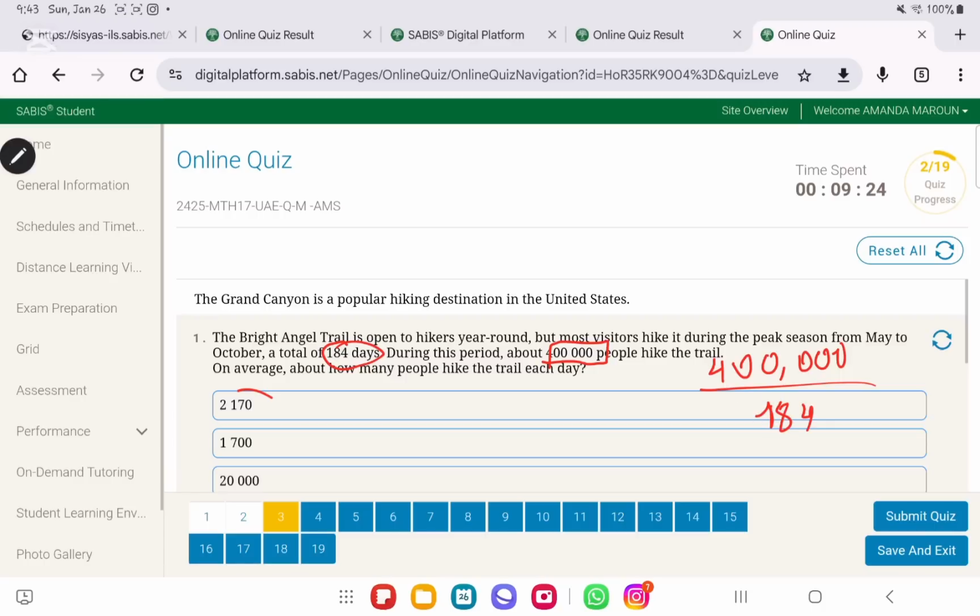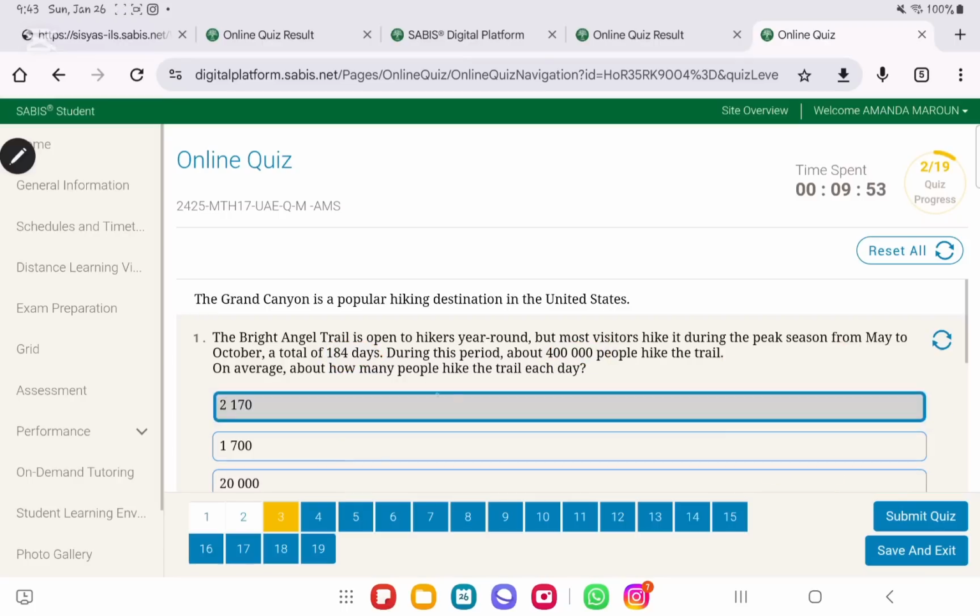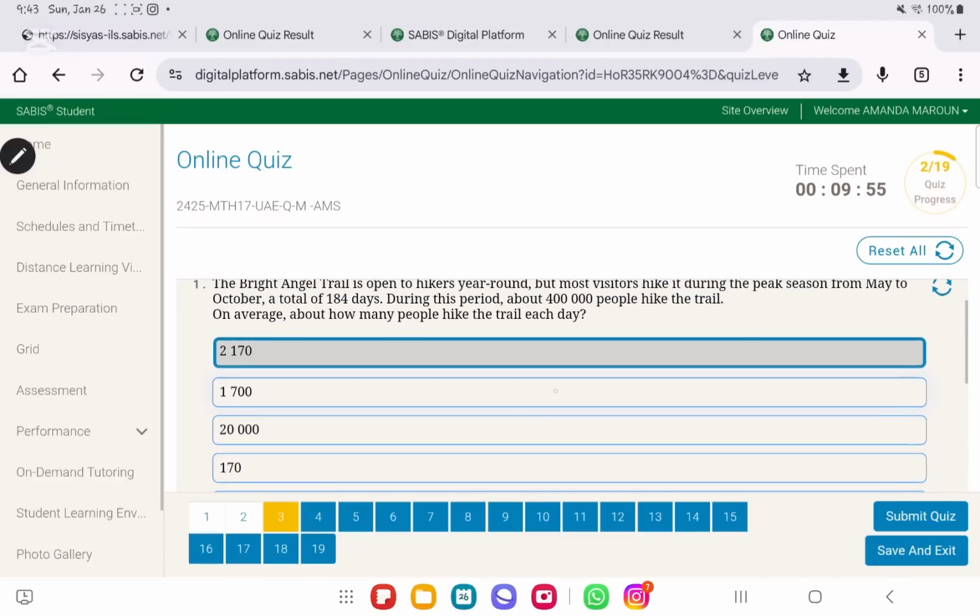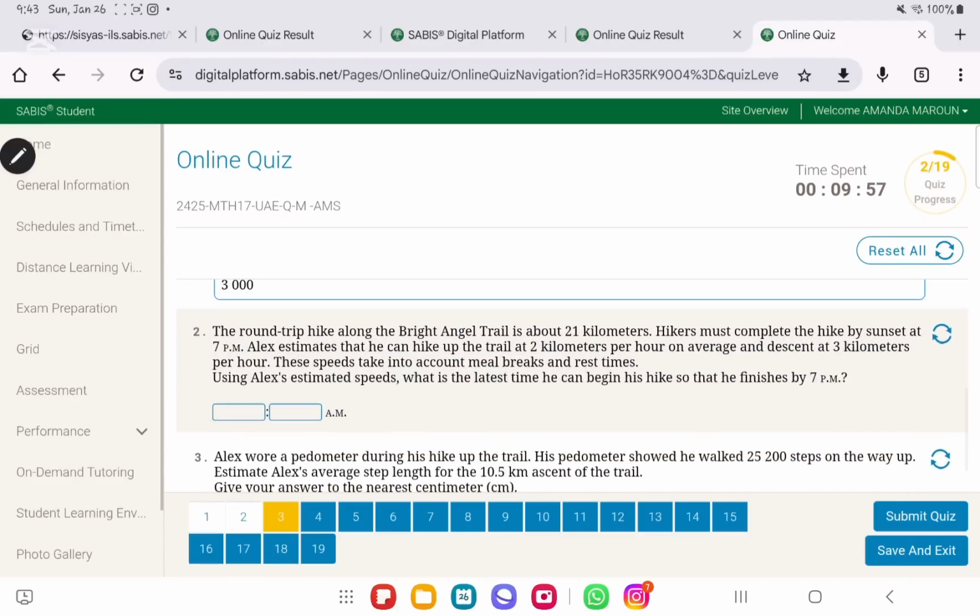If you do it on your calculator, you will get an answer which is approximately 2174. But we are going to round it to the nearest tenth because I believe this is what they want. So if you rounded it to the nearest tenth, it is going to be 2170. So every day approximately 2170 hiked this trail, which is a big number.